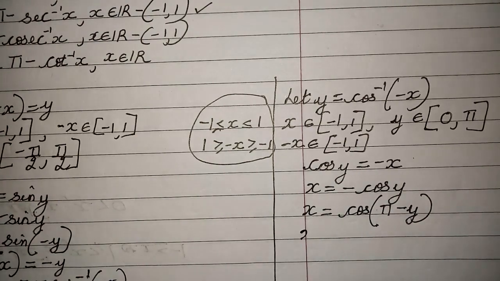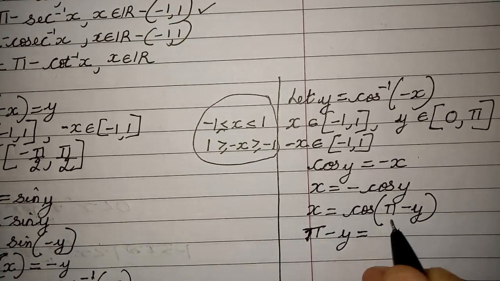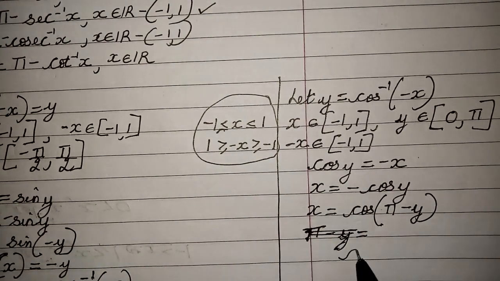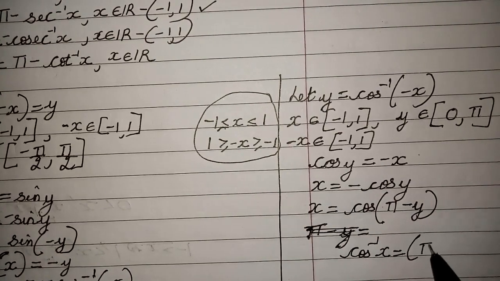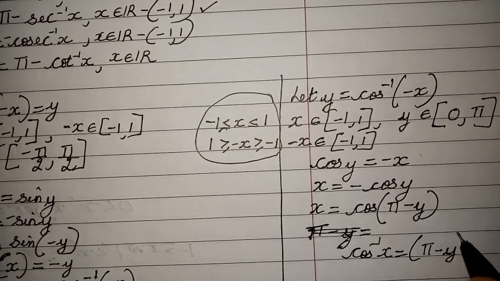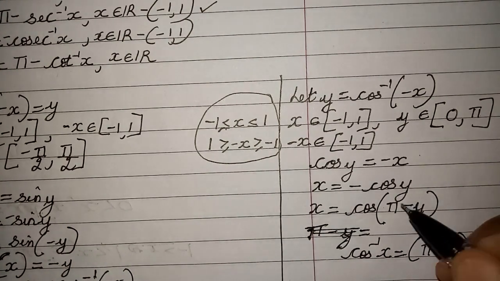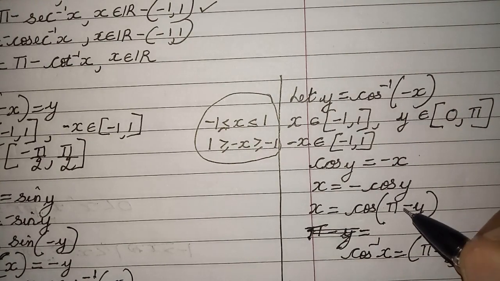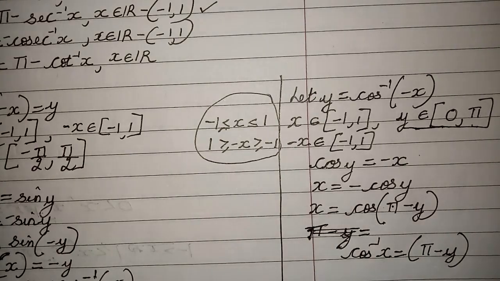Is that clear? So in the next step, what will happen? Because of my choice of this function, pi minus y, or if you get confused, I'll rewrite it as cos inverse of x will be equal to pi minus y. Why can I do this, children? Because if y is maximum, pi minus y becomes 0, and if y is 0, it becomes pi. So you can see that pi minus y will also fall in this range. So that's why cos inverse can be pulled here.